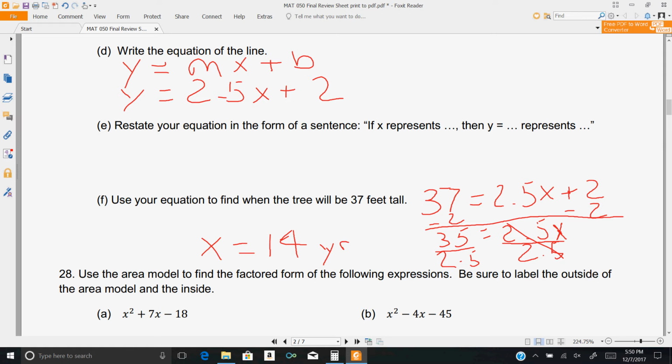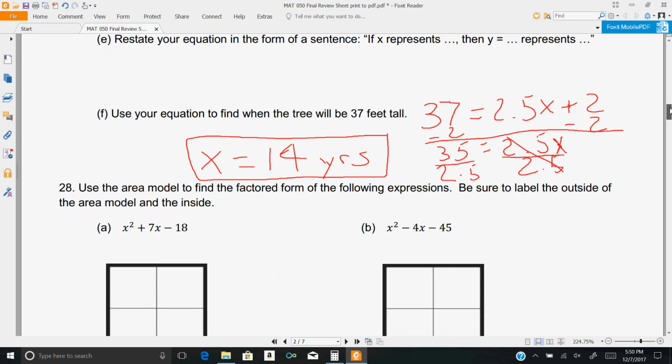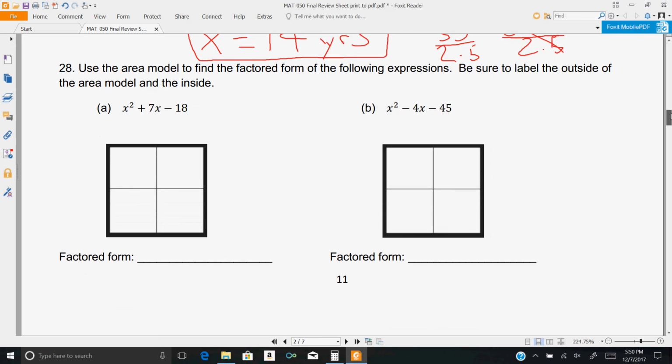Because x is the number of years. And to check my answer, 2.5 times 14. 2 times 14 is 28, plus 7, 35. And then I add 2, I do get 37. Pause the video a moment and see if you can answer question 8. Then come back, check your answer.